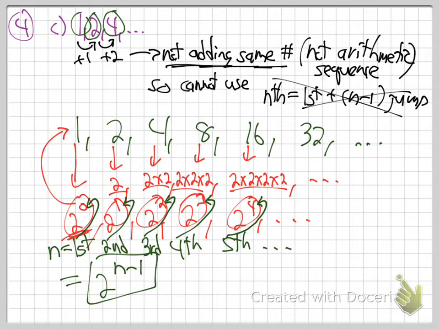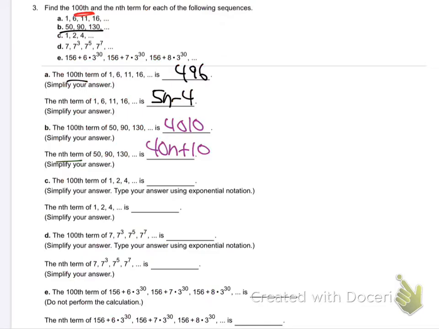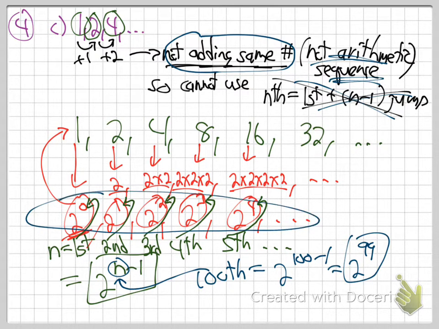And now they want us to find the 100th term. Plug in 100 right there for n. And that'll be 2 to the 99. So 2 to the 99, 2 to the n minus 1. There it is. Now, number 4, we had to find our own pattern because it was not adding the same number every time. It was not an arithmetic sequence. We could not use the formula. We had to find our own pattern in the powers on the 2's, and it was always 1 lower than the term number.